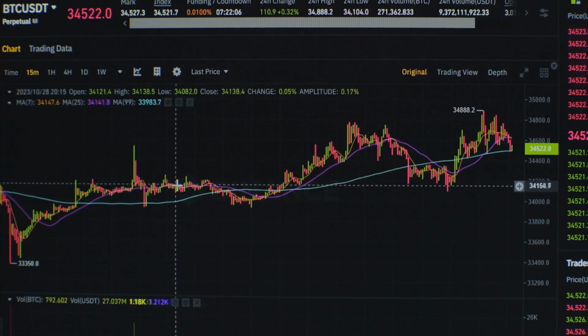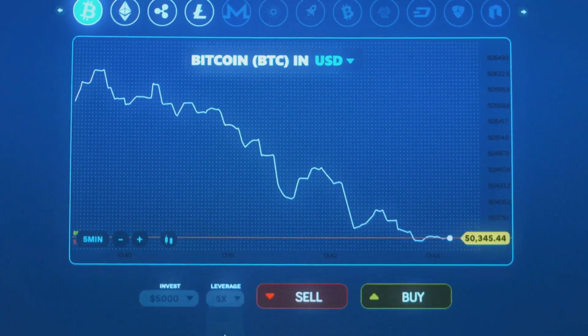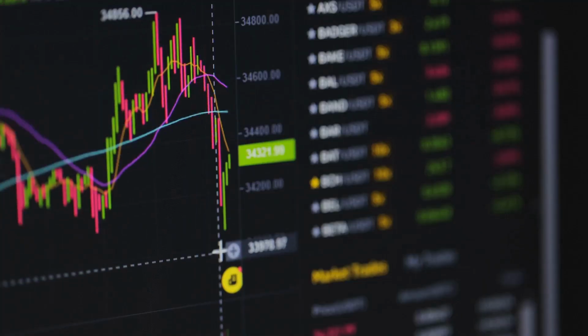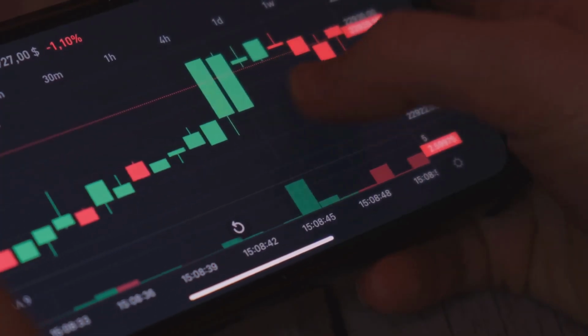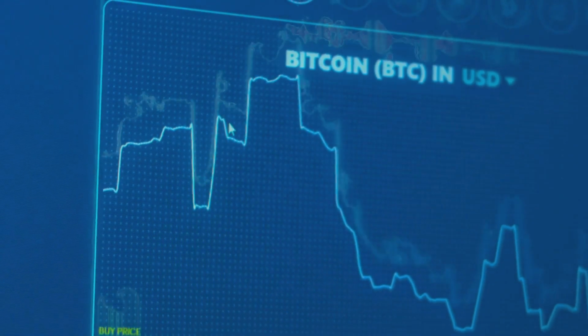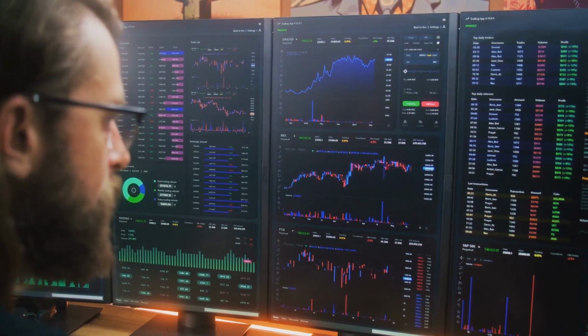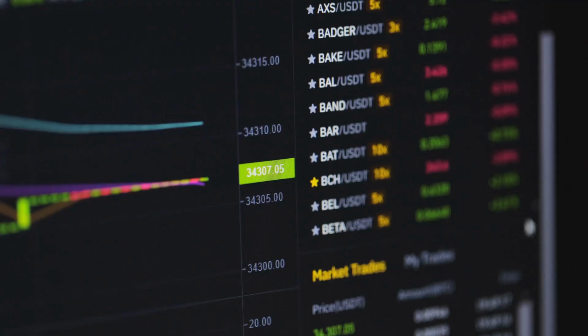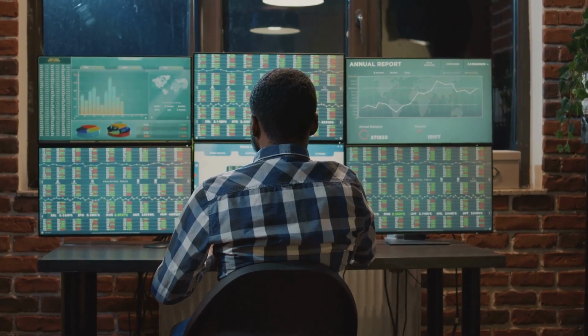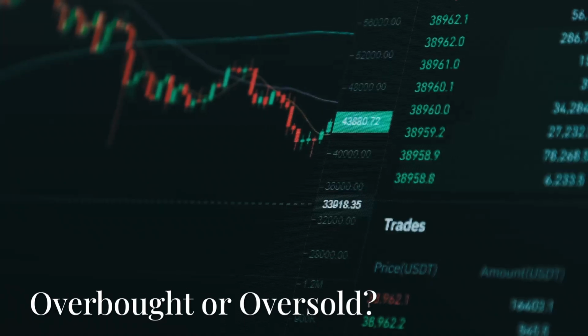Consider this example with Bitcoin. Let's say Bitcoin's price has been falling. Then it decisively crosses above its 50-day MA. This can be a bullish signal. It suggests momentum might be shifting upwards. Traders watch for these crossovers. A short-term MA crossing above a long-term MA. That's often called a golden cross. It's a classic buy signal for many, but like all signals, it needs confirmation.